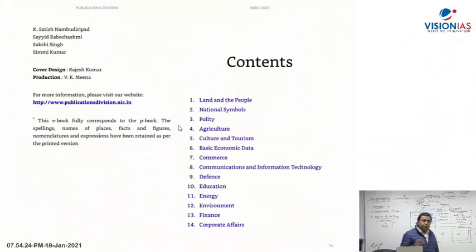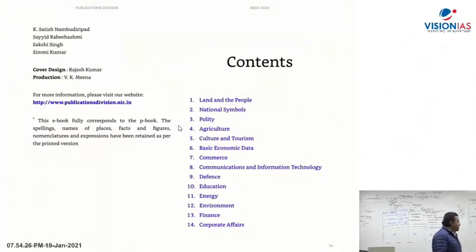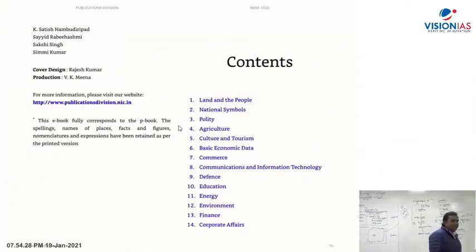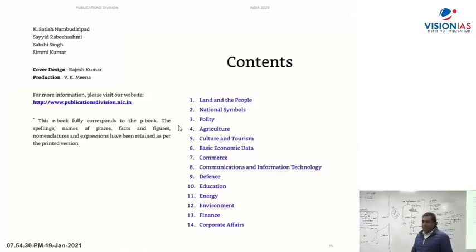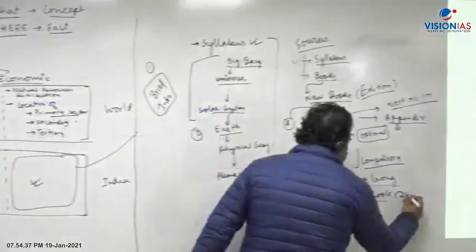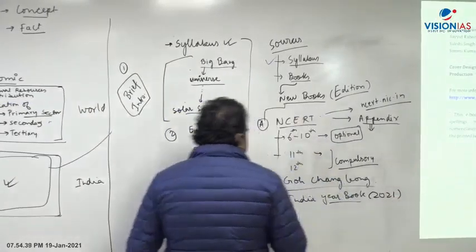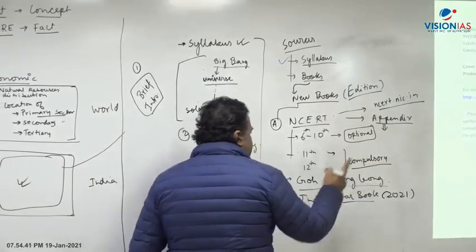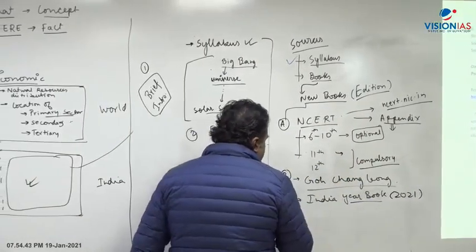Not 2020, you will now be buying 2021. It will be out in a few days, so 2021 you have to buy. Which book? India 2021. On the net, it is available as a Kindle edition, or you can buy the hard edition also.